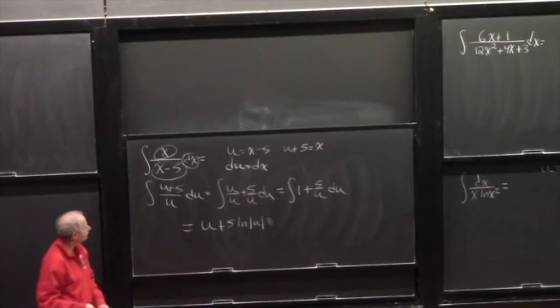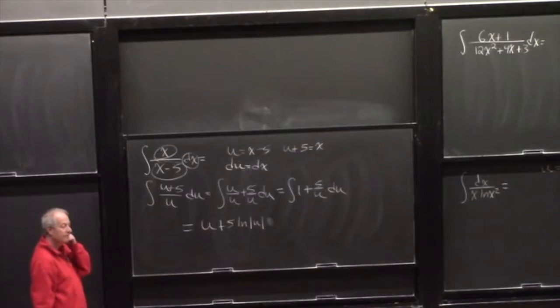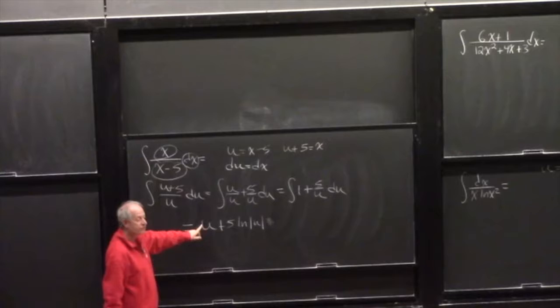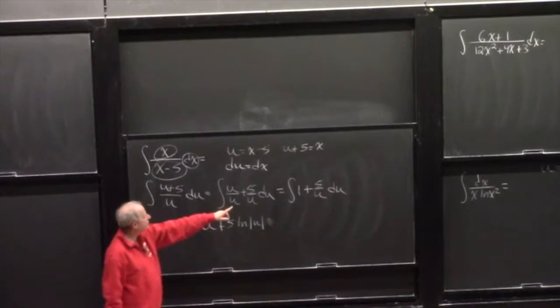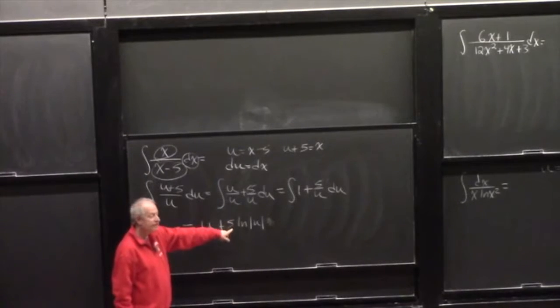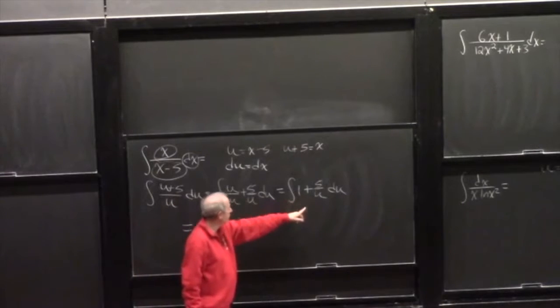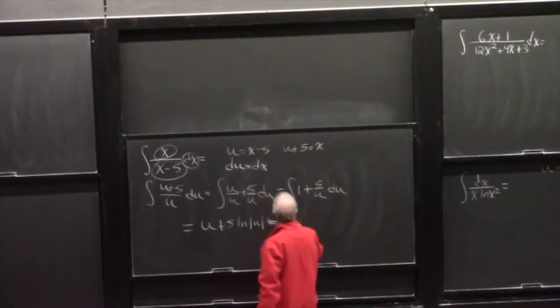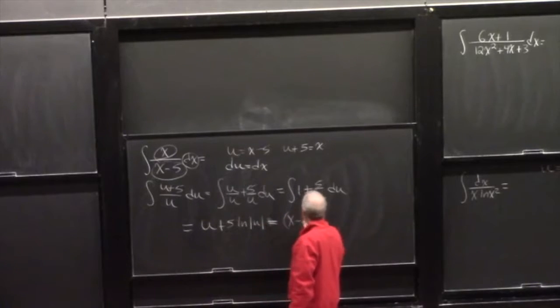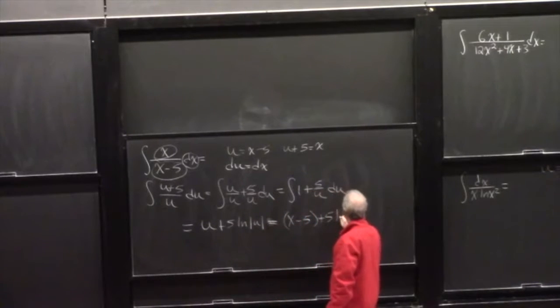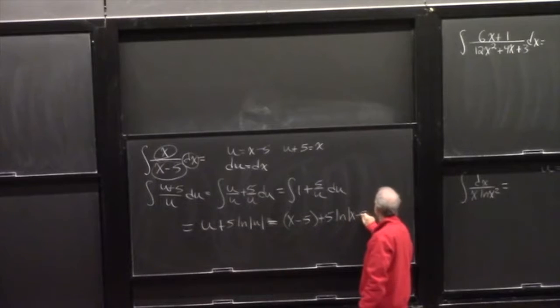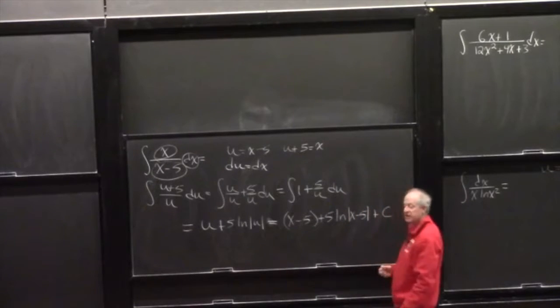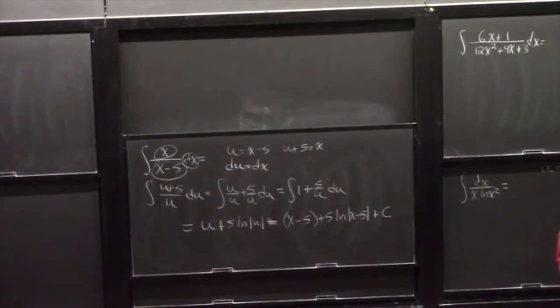Okay? Because the derivative of u is 1, so the integral of 1 is u. And the derivative of log is 1 over u, so the antiderivative, the integral of 5 over u is 5 log u. And then you just substitute back. So it becomes x minus 5 plus 5 log absolute value of x minus 5 plus constant. Okay?